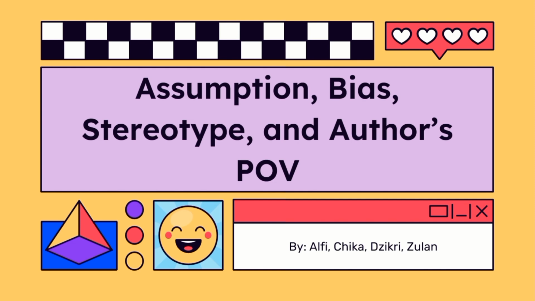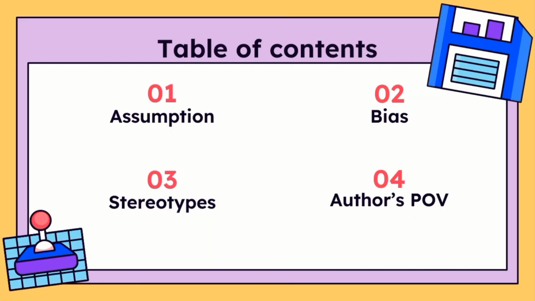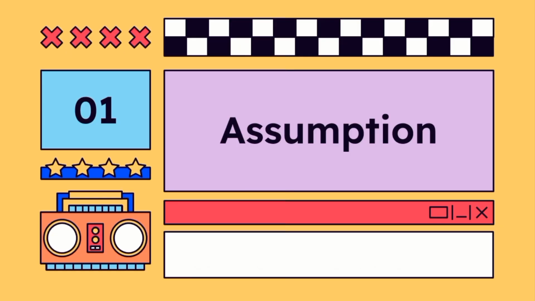So we are from group 4, and on this occasion we would like to explain to you guys about assumption, bias, stereotype, and also author's POV. So this is our table of contents, and now we're gonna move to assumption.